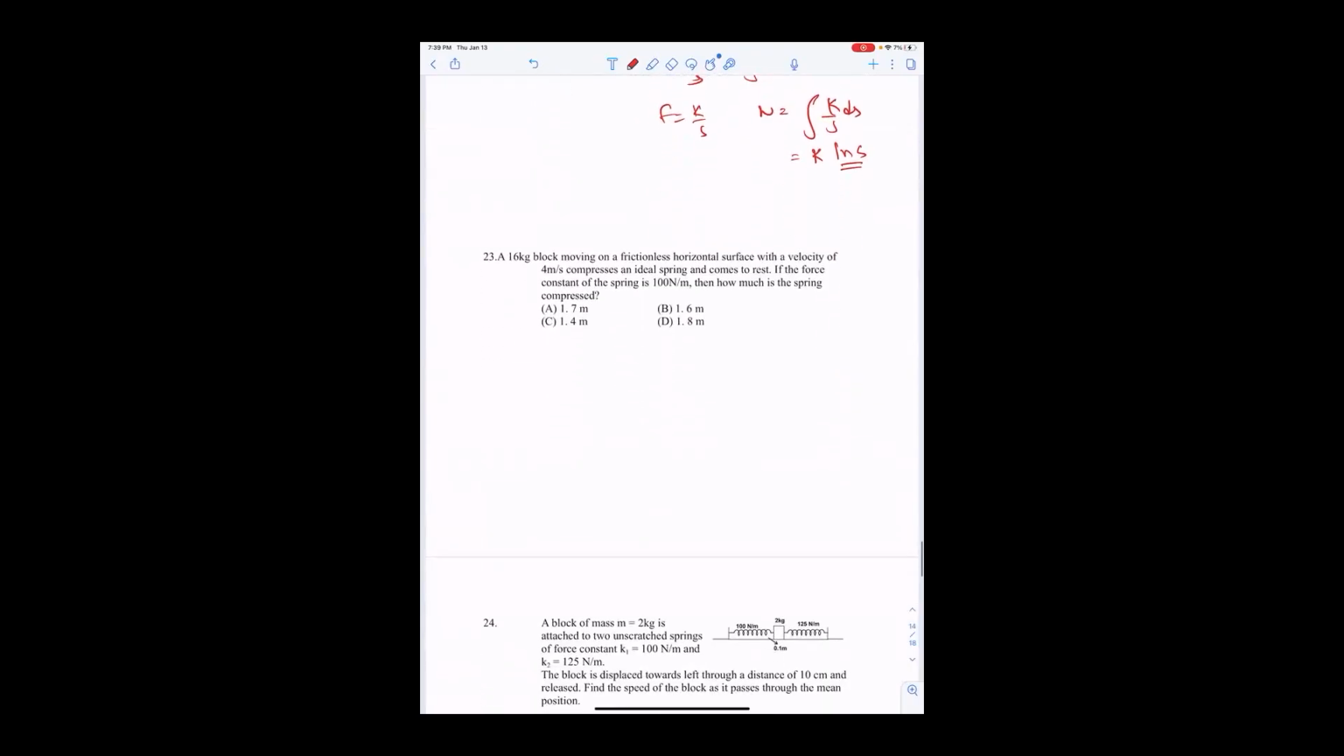Wonderful. Next: a 16 kg block moving on a frictionless surface with a velocity of 4 meters per second compresses an ideal spring and comes to rest. So there's an ideal spring and a 16 kg block moving with a speed of 4 meters per second. The force constant K of the spring is 100 Newton per meter. How much is the spring compressed? When the block hits it, it compresses it. When the block comes to rest, how much is the spring compressed?